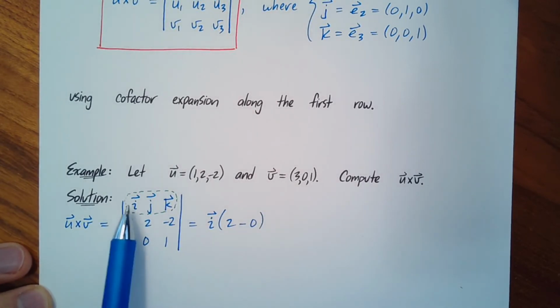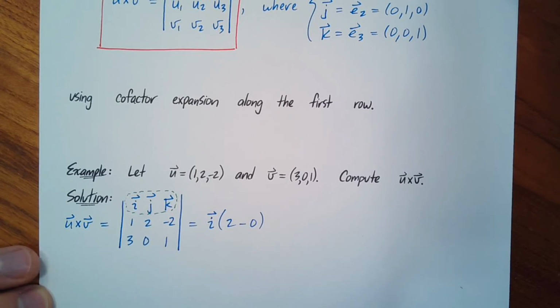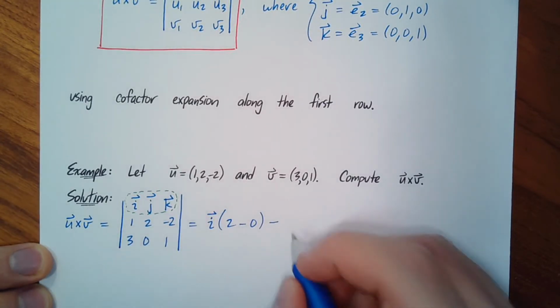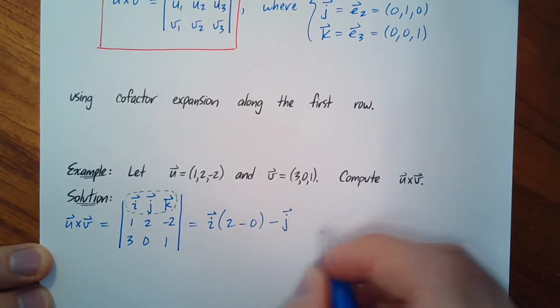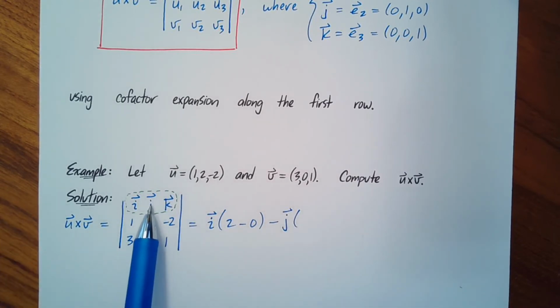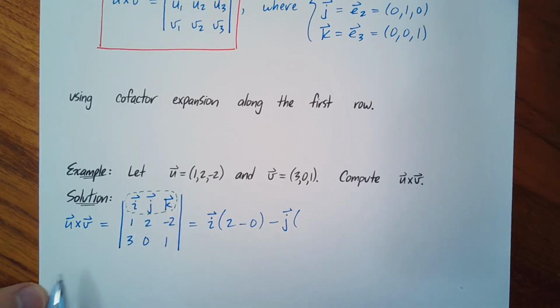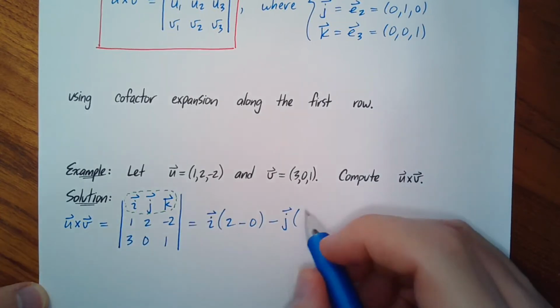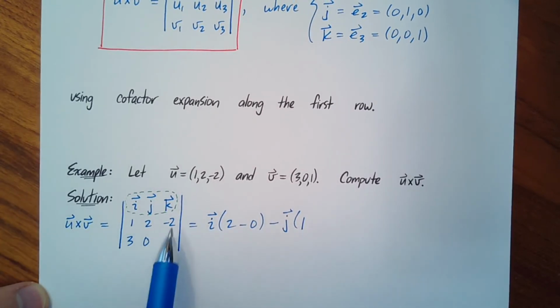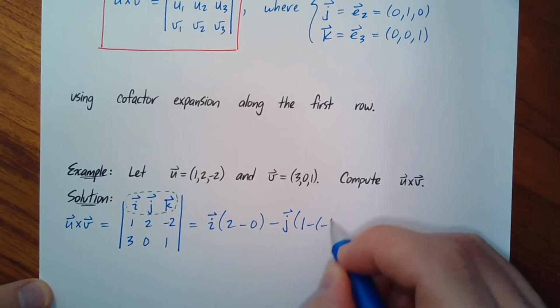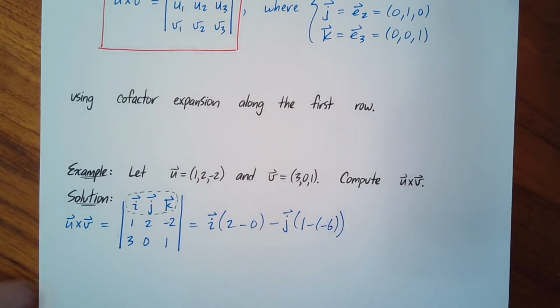Okay, now we're going to move on to the j. So now we're going to switch signs. It's going to be a negative term. So we're going to say minus the vector j. And then we're going to take the determinant of what is left if you delete the row and column that are occupied by the j here. So delete this row and this column, and you've got the determinant of the 2 by 2 matrix, 1, negative 2, 3, and 1. So 1 times 1 is 1. Negative 2 times 3 is negative 6. So we've got minus negative 6, and that is our second term.